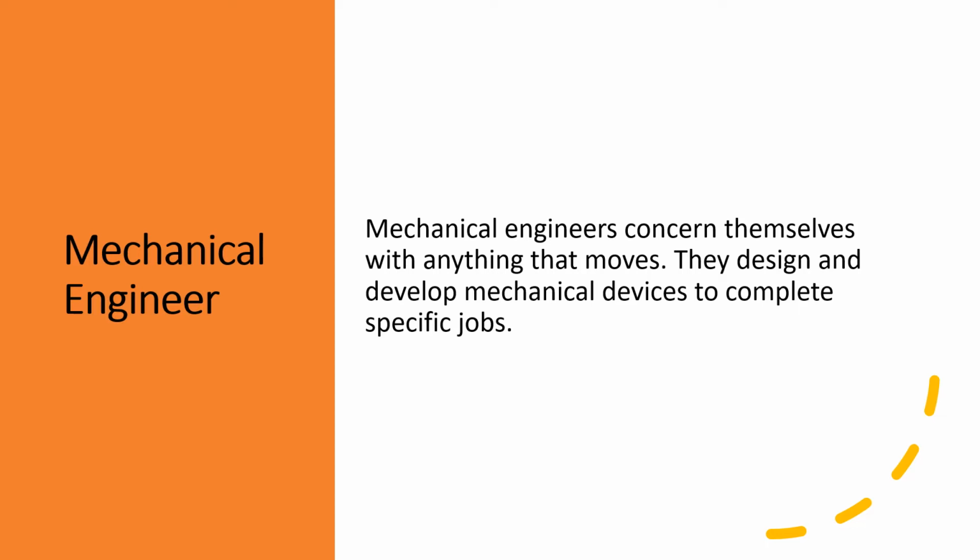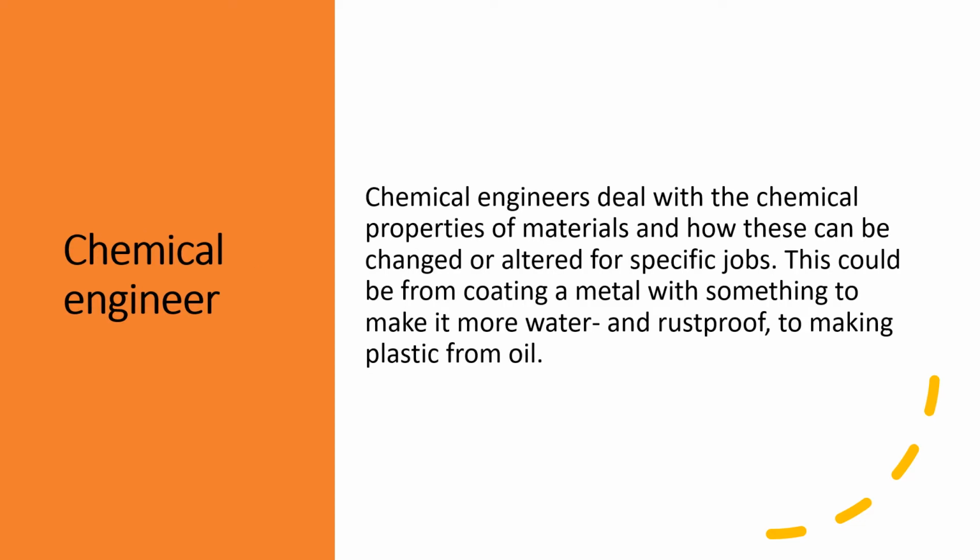Mechanical engineers concern themselves with anything that moves. They design and develop mechanical devices to complete specific jobs. Chemical engineers deal with the chemical properties of materials and how these can be changed or altered for specific jobs. This could be from coating a metal with something to make it more waterproof and rustproof, to making plastic from oil.